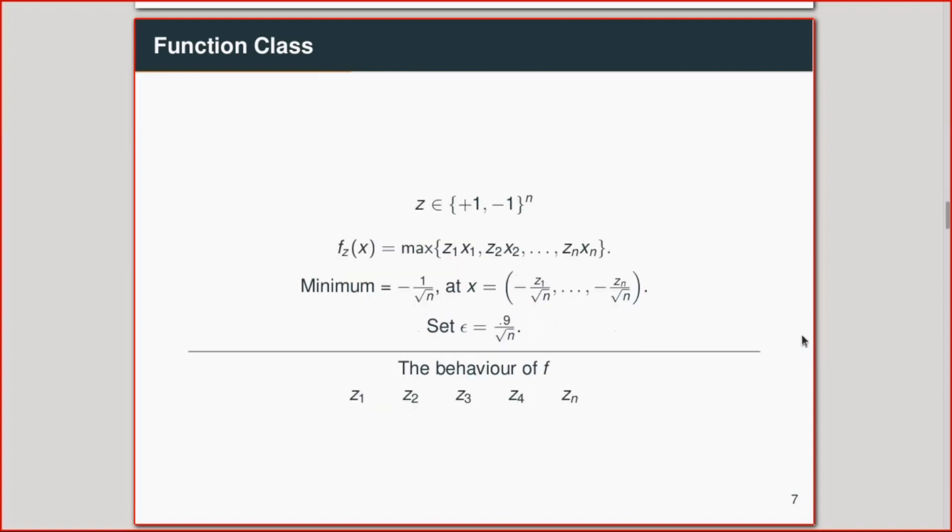So now let's analyze how this f works. Let's make some query. We don't know what the values of z are, and we're just going to be querying f_z without knowing what the values of z are.